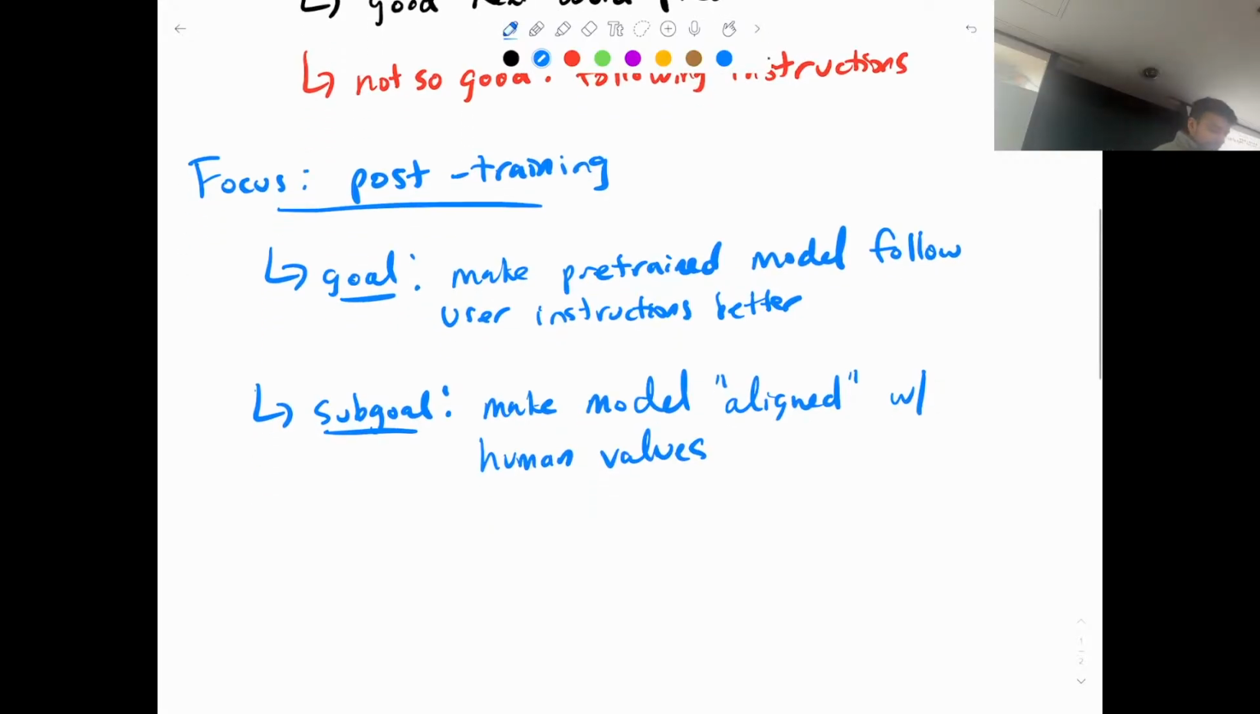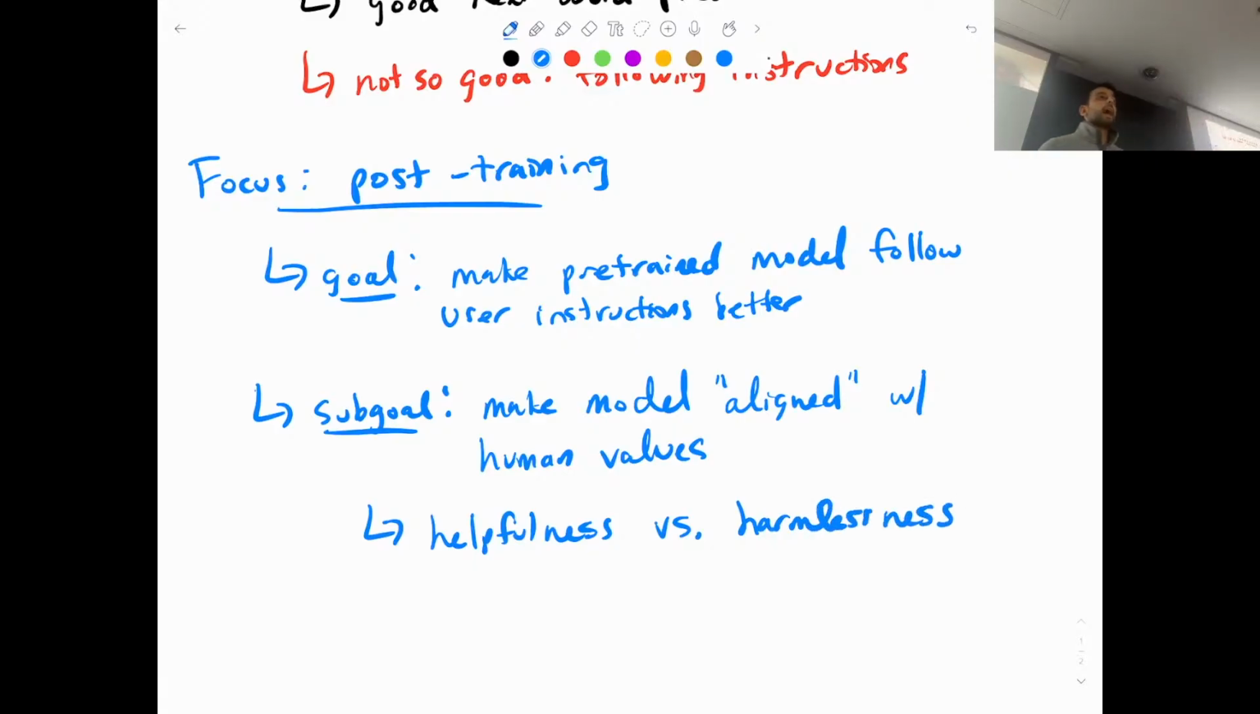Because at the high level here, there's a trade-off between helpfulness and harmlessness. So you want your model to be maximally helpful unless there is some issue with the prompt, right? Like maybe you're asking how to build a bomb or something, right? And you don't want your model to give you detailed instructions on how to do so.